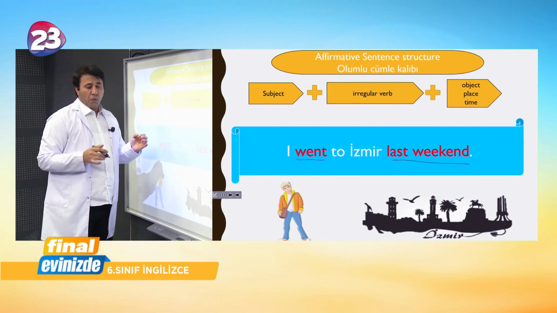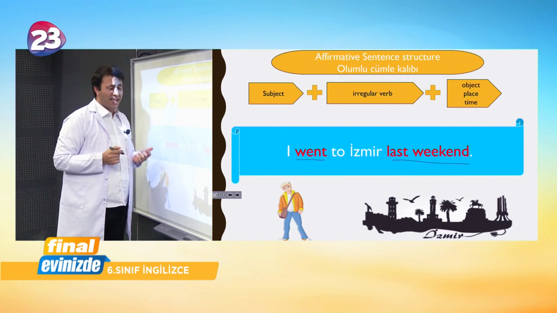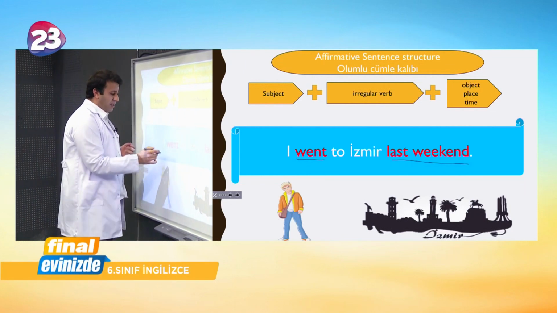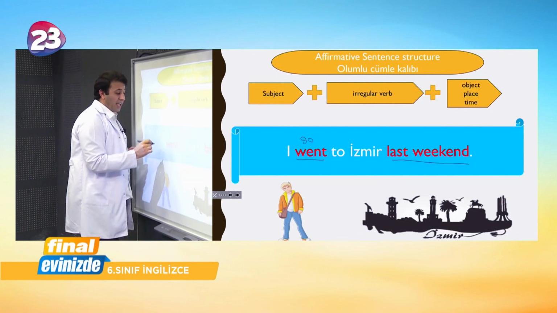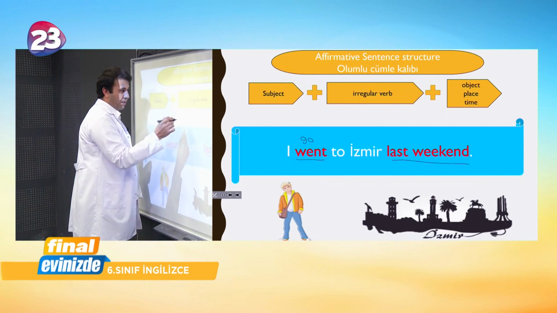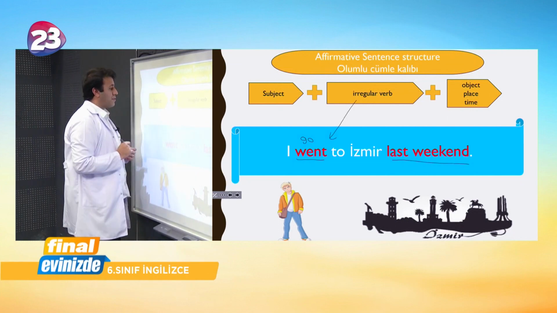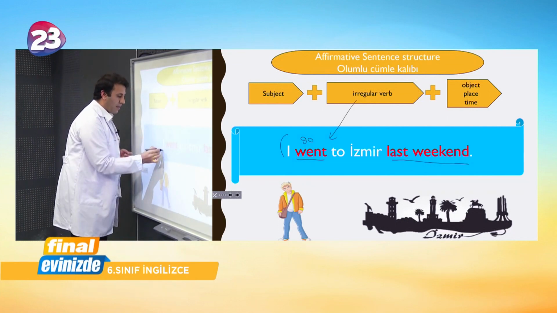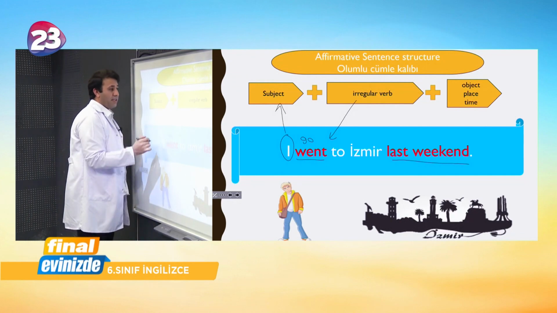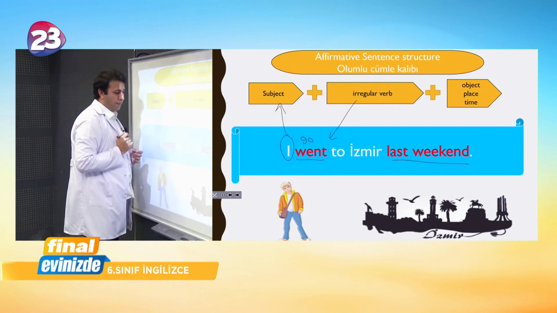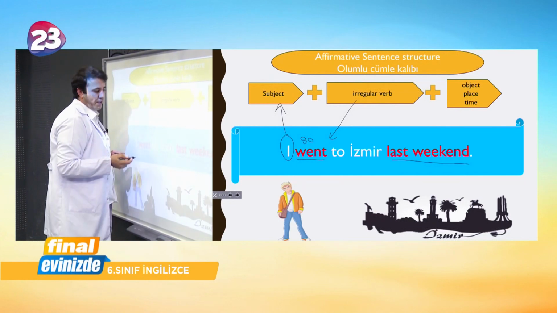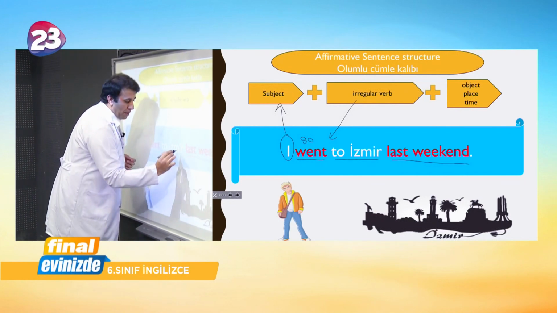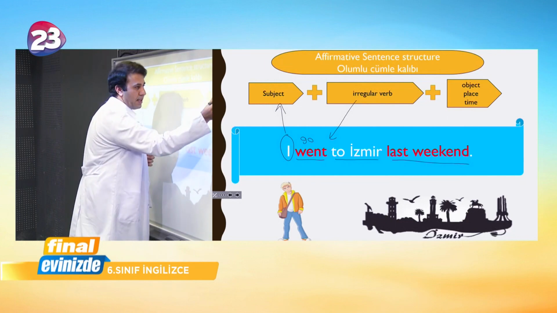Remember, we want to make sure what the tense is. Look at here, went is the second form of go, okay? And it is an irregular verb. First, we use our subject, okay? Then we use the irregular verb. Then we use object, place, or time, whatever we need. Here we've got place.